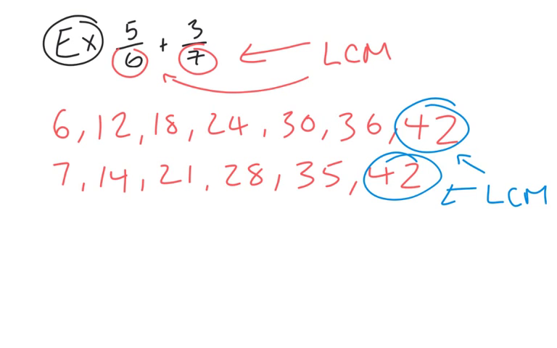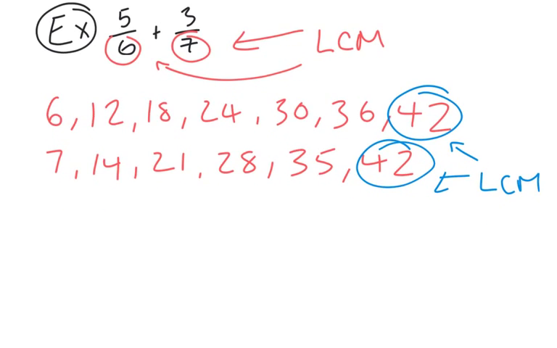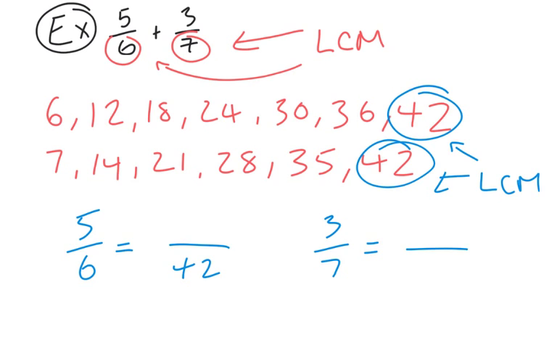Once we found the LCM of 6 and 7, we can go ahead and write the equivalent fractions for 5 over 6 and 3 over 7. So let's set that up. And 3 over 7. We know that the new denominator is going to be 42. You have to ask yourself, how do I go from 6 to 42? You have to multiply 6 by 7. What you do to the bottom, you also have to do to the top. So 5 times 7 is 35. We're going to do the exact same thing to the right side.